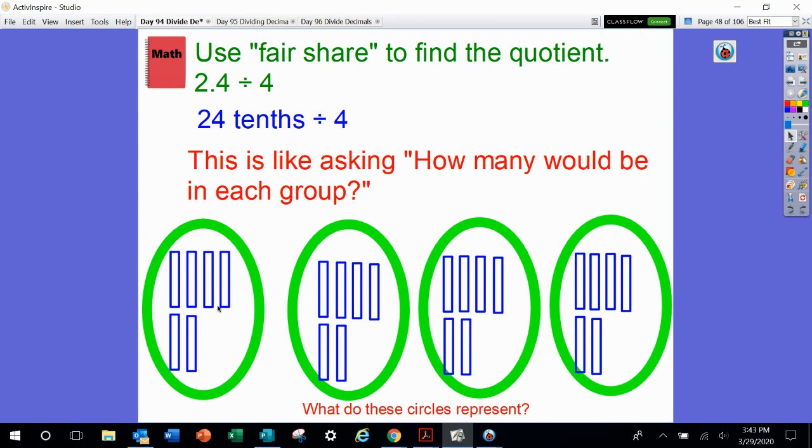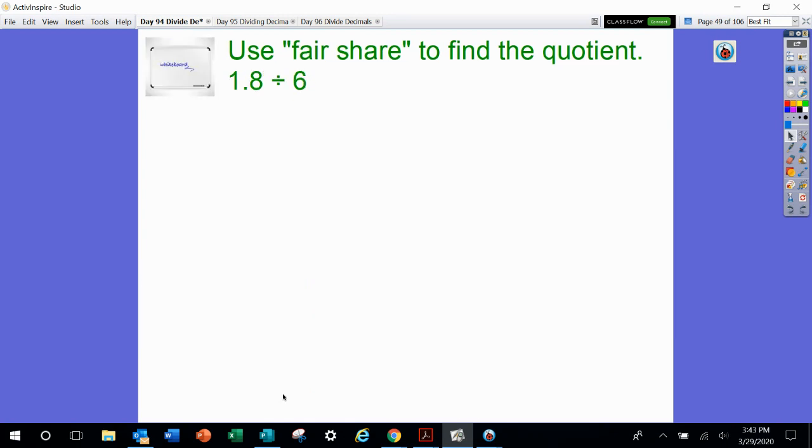How many of those tenths are in each group? And you should be able to see 1, 2, 3, 4, 5, 6 tenths are in each group. 6 tenths. Okay, I'd like for you to try one. Use fair share, this method of passing out. You can do the circles if you prefer that way, or you can do the big rectangle broken up into tenths, those tenth rods, if you'd like. Go ahead and pause the video. You're doing 1 and 8 tenths divided by 6. Pause the video so you can work on it.